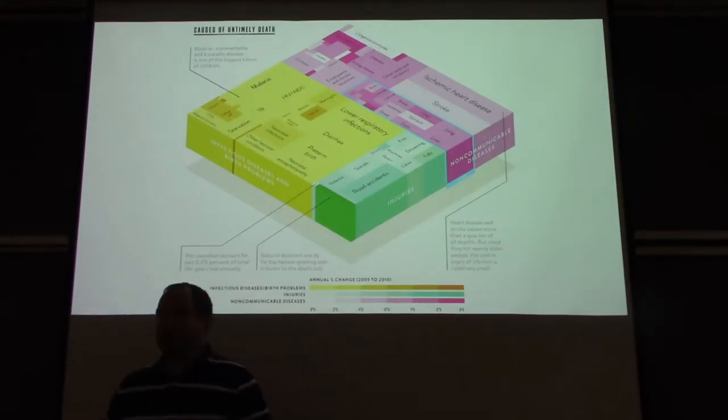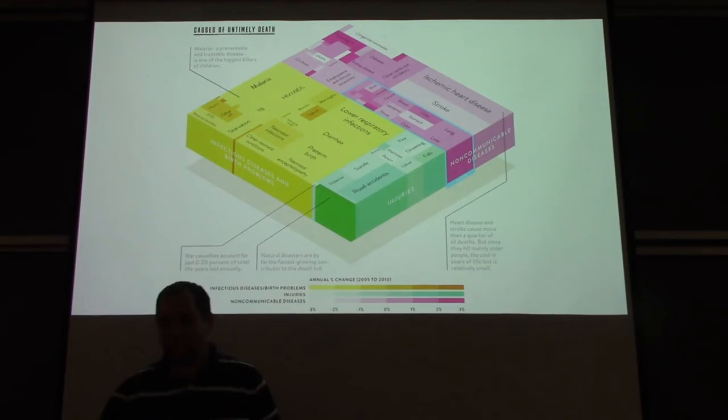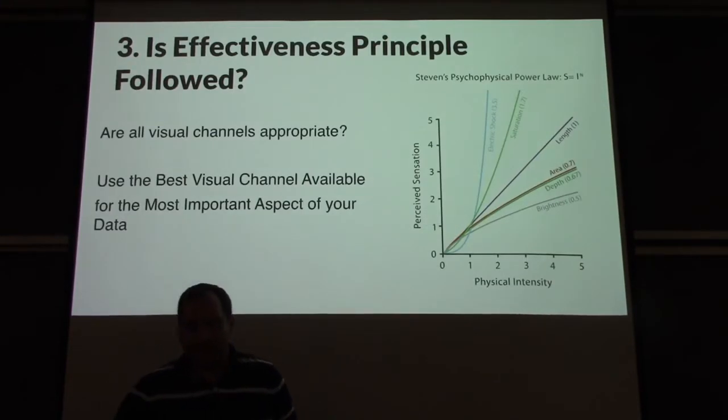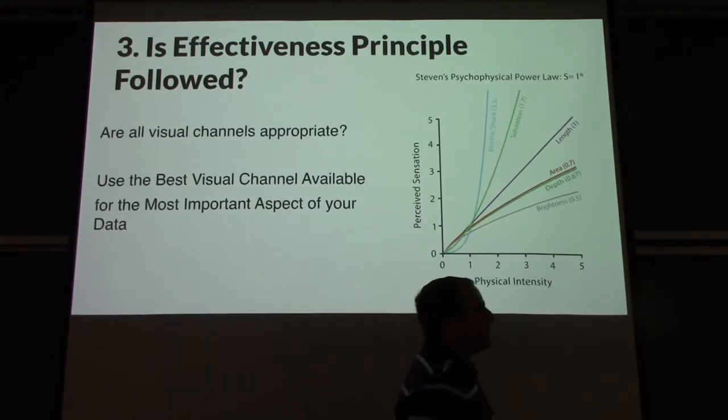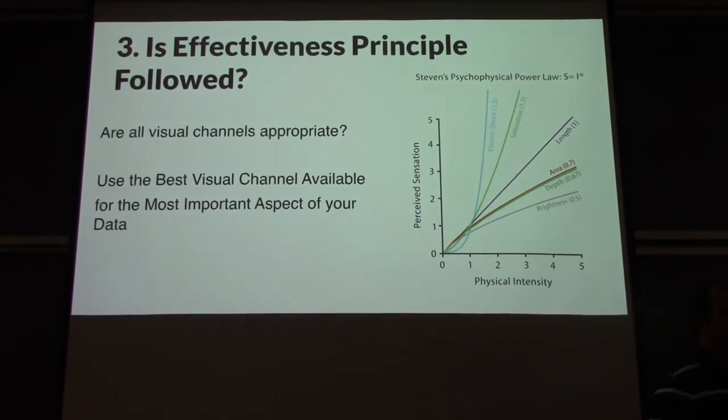This is clear, like marks and channels, how to tease those apart, what they mean. I hope these are examples that help reinforce that concept. The third question that you should ask yourself when you critique a visualization is: is the effectiveness principle followed?